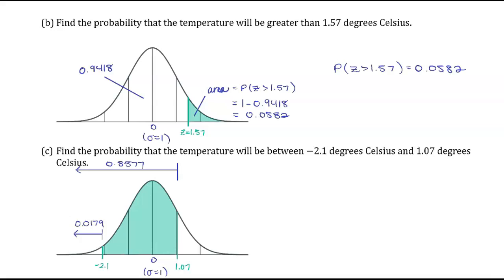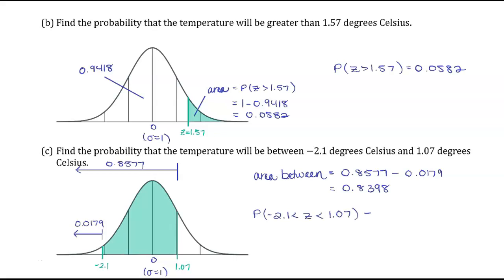So the area between these values is equal to the larger area, 0.8577, minus the area in that left tail, 0.0179, because we don't want to include that left tail. This gives us an area between these two z-scores of 0.8398. That is, the probability of the temperature being between -2.1 and 1.07 is equal to 0.8398. Let's run this through our calculator.